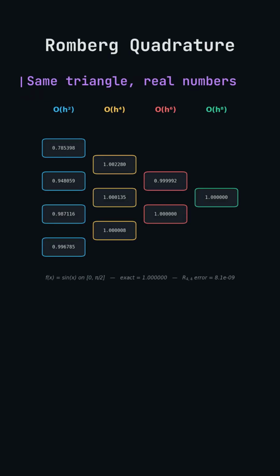Here's that triangle filled in for sine of x on 0 to pi over 2, where the exact answer is 1. Column 1 is only good to 2 or 3 digits. By column 4, the error is 8 zeros deep, 9 significant digits from just 4 trapezoidal evaluations.